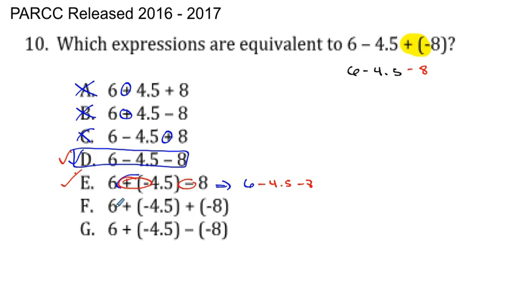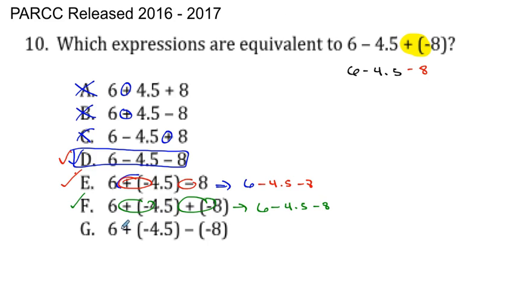F. 6 plus minus, so again I'm going to rewrite that as minus 4.5, and then again a plus minus, I'm going to write also as minus 8, and that also pairs up, so far I have D, E, F, that's great.